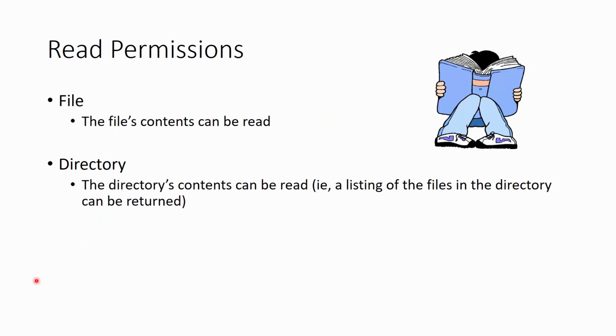So let's look at what these permissions actually mean. For read permissions, that means that the file's contents can be read if the thing is a file. If it's a directory, that means that the directory's contents can be read, which means that a listing of the files in the directory can be returned. So if the read bit is set for a file or directory, these are the effects.